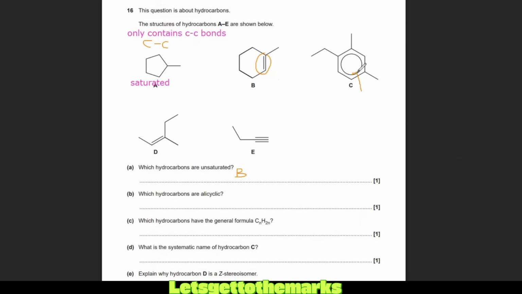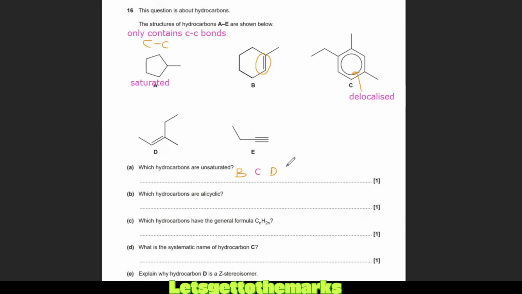C, does C just contain C–C single bonds? No, it's got this delocalized ring, and that is going to count for me as unsaturated, so we're going to go with C there. We haven't reviewed D and E yet, and it's quite easy to see that D has a double bond and E has a triple bond. So actually, we're going to put D and E.